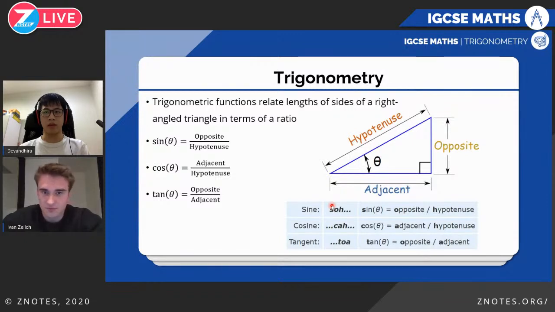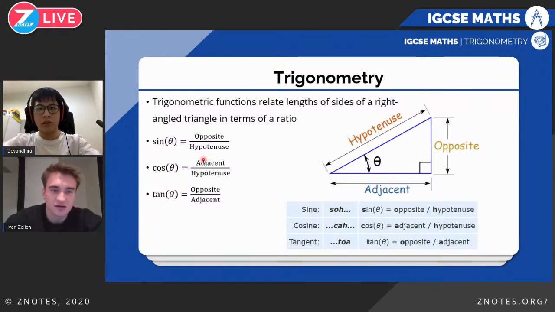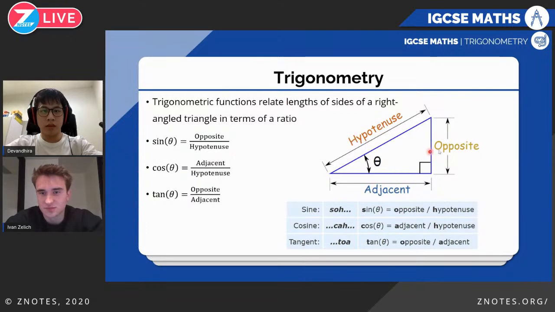So yeah, trigonometric functions. So we have sine theta equals opposite over hypotenuse, h. Cos theta equals the adjacent over h.